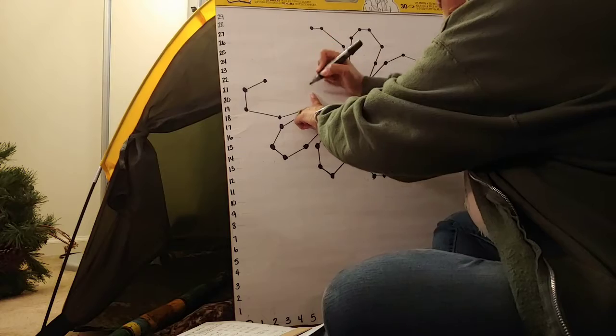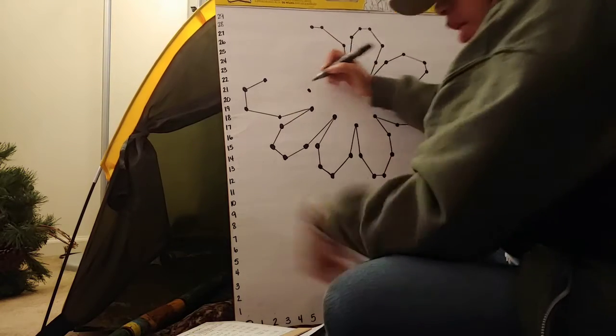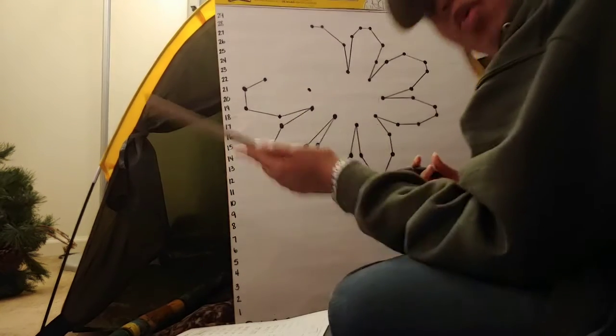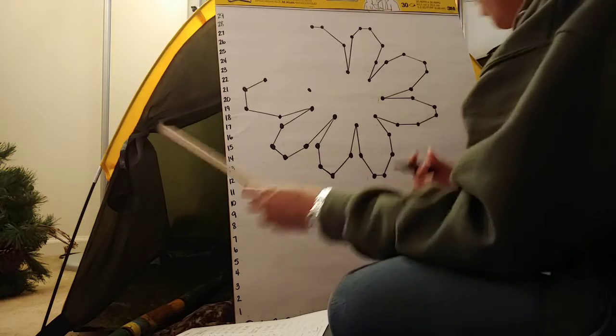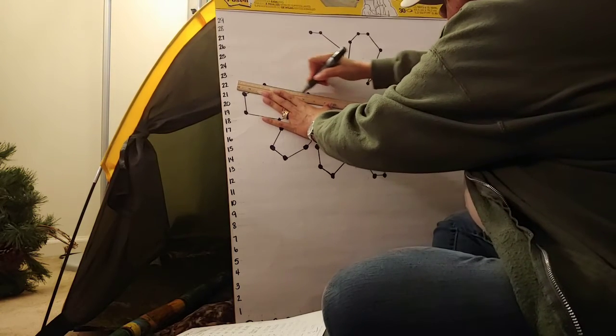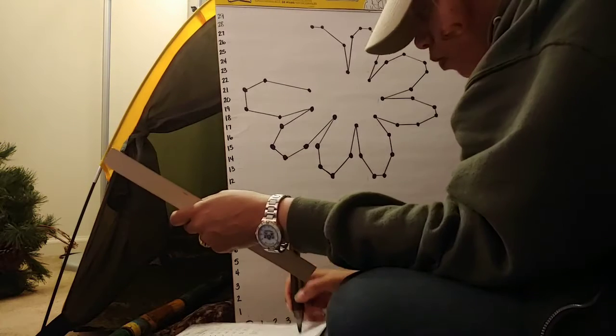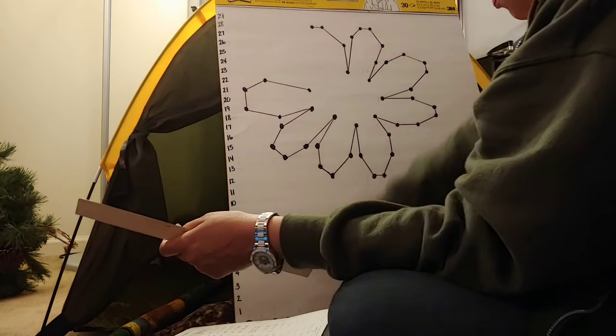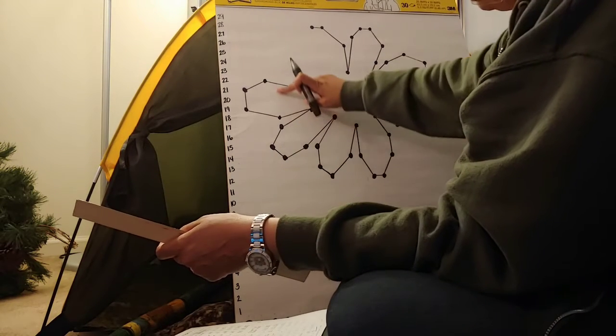You see how I keep double checking my points to make sure I'm looking at the right coordinate numbers? Always double check your work. Make sure you are paying attention to the numbers and the coordinates you should be plotting. 4, 23.